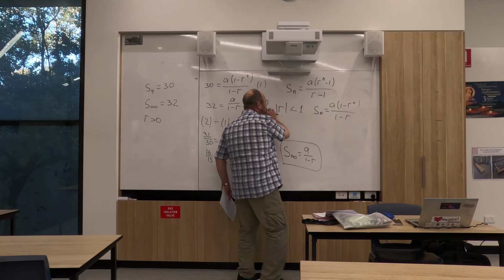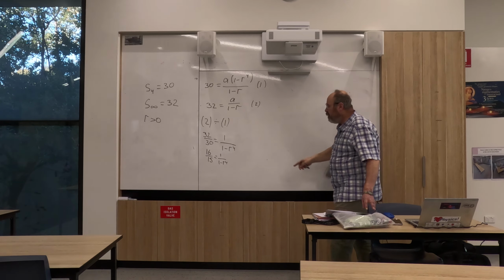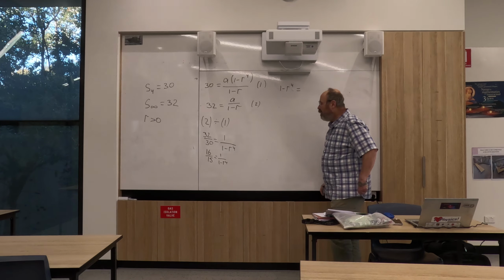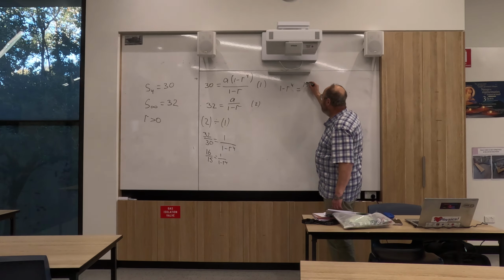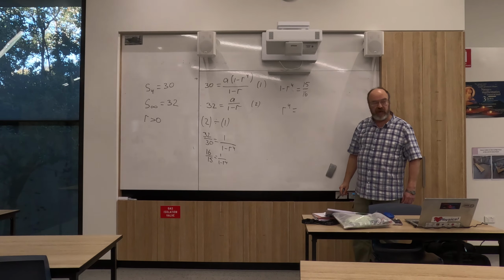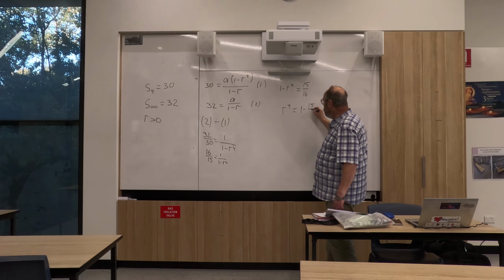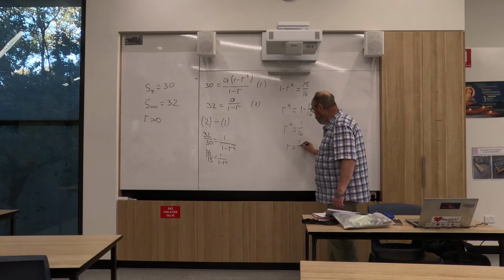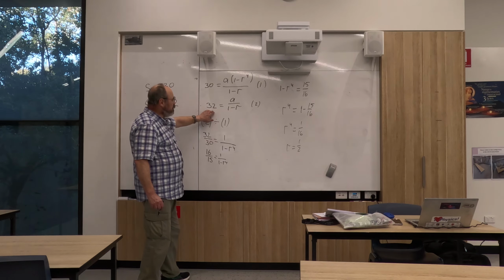So we will have 1 minus r to the power of 4 equal to 15 over 16. So r to the power of 4 will be equal to 1 minus 15 over 16. r to the power of 4 equals 1/16. r equals 1/2.